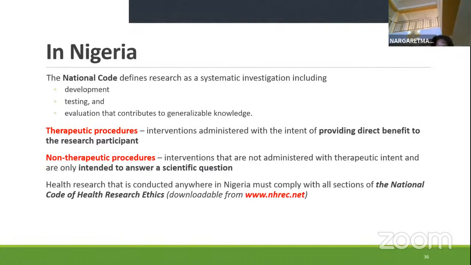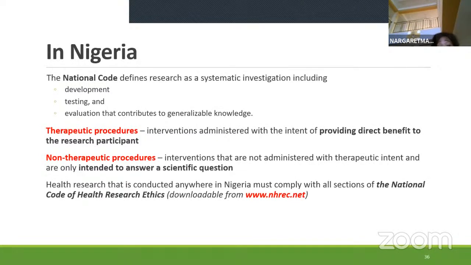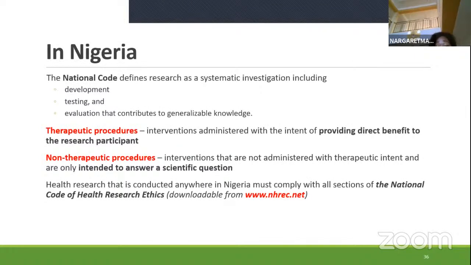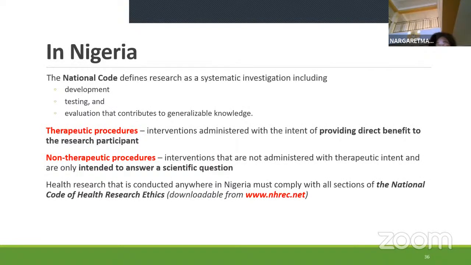We have the national code, which defines research as a systematic investigation, including development, testing, and evaluation that contributes to generalizable knowledge. As we all know, or perhaps know, there are two categories. There's a therapeutic procedure, which is administered with intent of providing direct benefits to the research participants. And there is the non-therapeutic procedure, which is not administered with therapeutic intent and is not intended to answer a scientific question. However, it gives us generalizable knowledge.